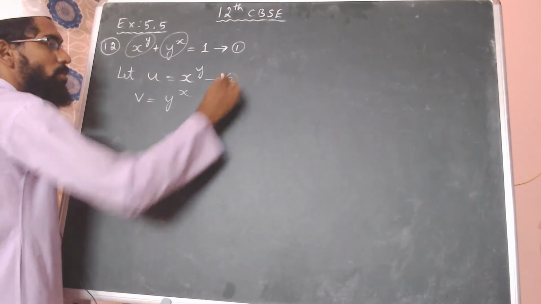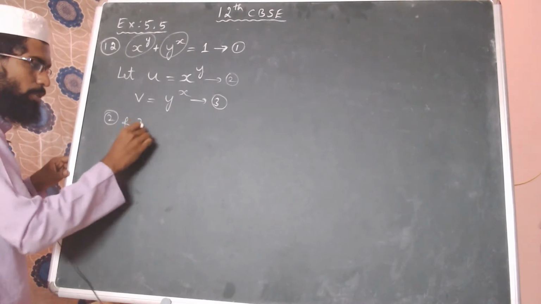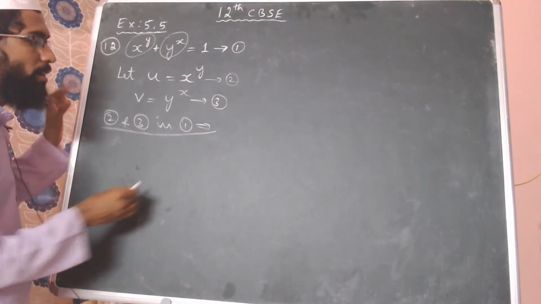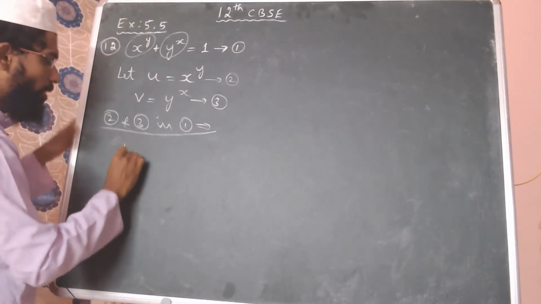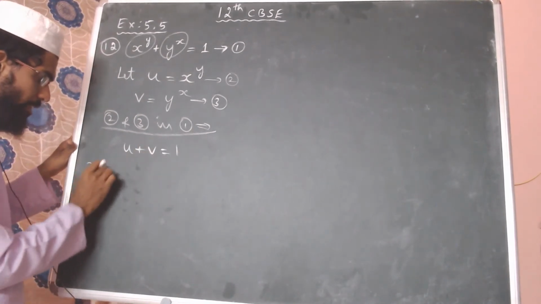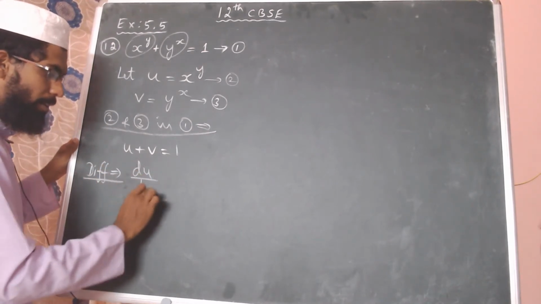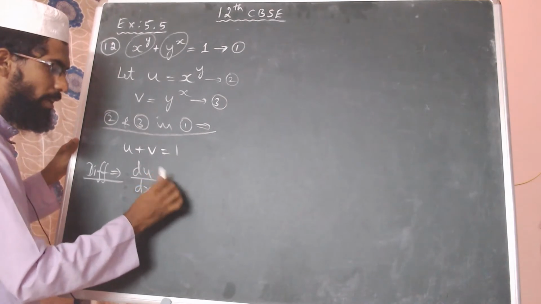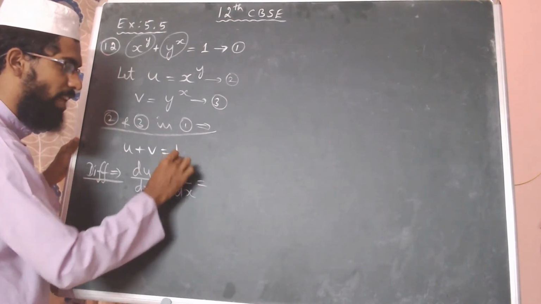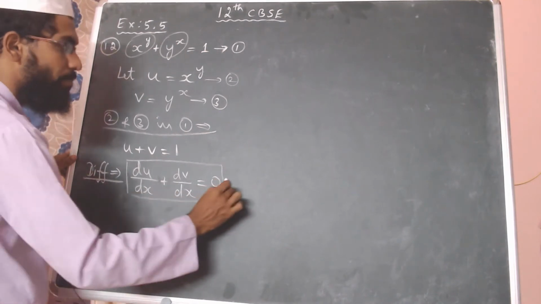Let me take this to be 2 and this to be 3. Now we substitute 2 and 3 in equation 1. What will we get? This is u and this is v. So I'll get u plus v equal to 1. Now if I differentiate this with respect to x, what will I get? du by dx plus dv by dx equal to the right hand side, which is a constant alone, so the derivative is 0. Let me take this to be my equation 4.